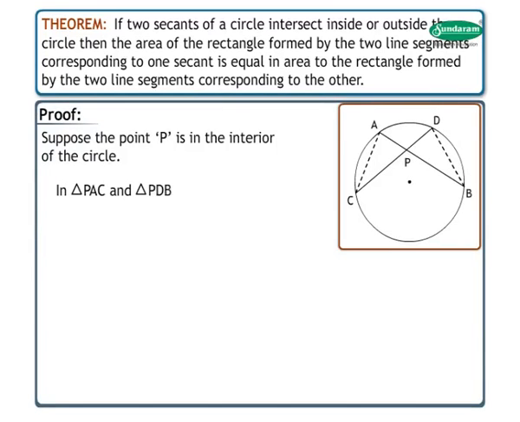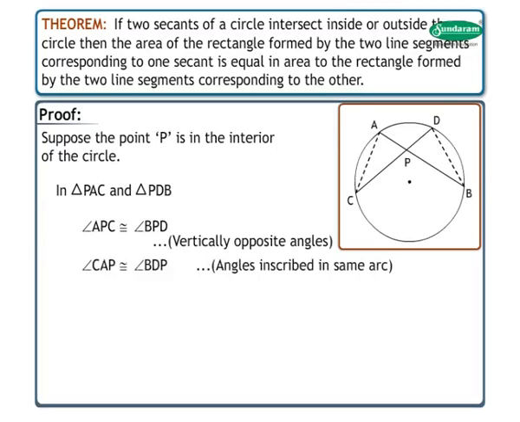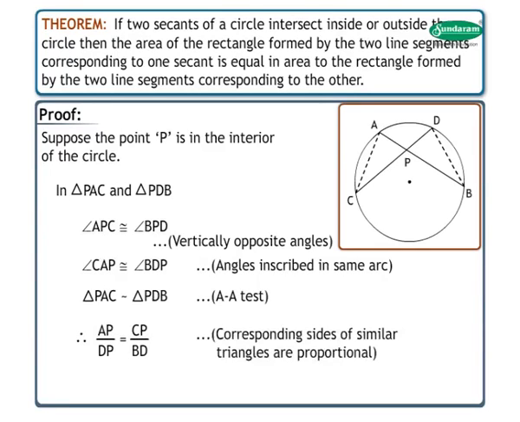Consider triangle PAC and triangle PDB. Angle APC and angle BPD form vertically opposite angles. Angle CAP and angle BDP are inscribed in the same arc. Therefore, triangle PAC is similar to triangle PDB by the angle-angle test of similarity. Therefore, AP upon DP is equal to CP upon BP, as corresponding sides of similar triangles are proportional. Therefore, AP into BP is equal to CP into DP.